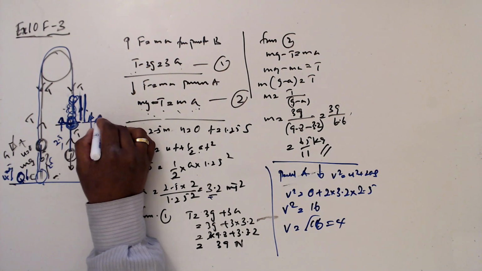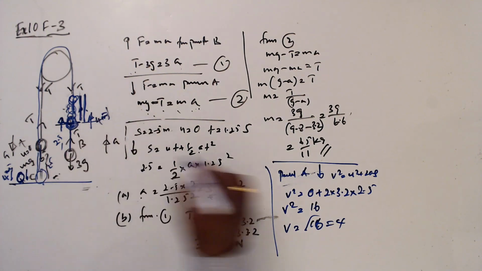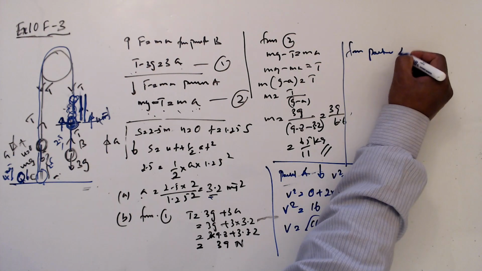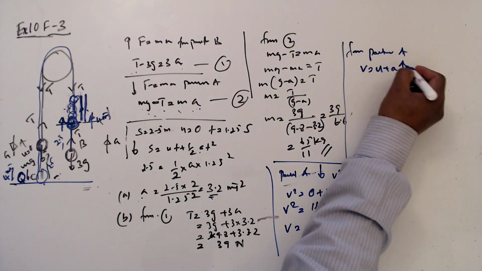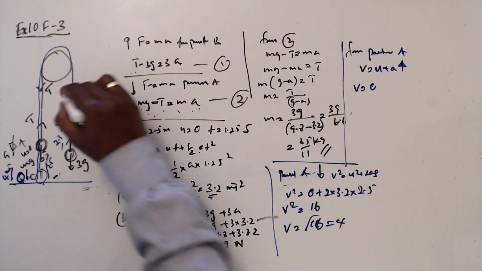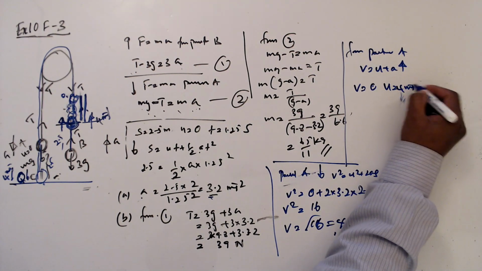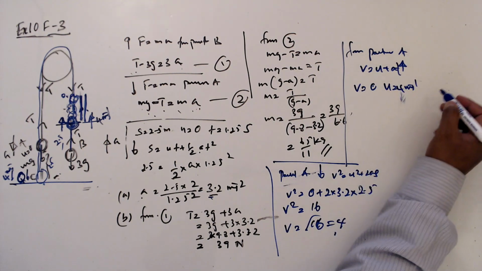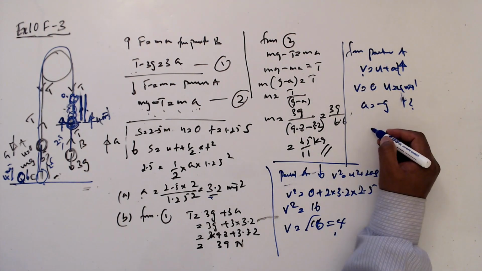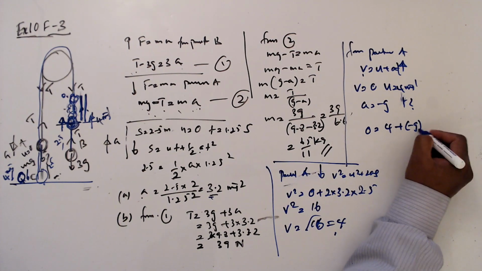Then it starts moving up, velocity is 4 m/s. Then for particle A, v equals u plus at, upward. Then v is 0 here. So this is half of the journey. u is upward, we know that is 4 m/s, and a is minus g and t we need to find. So 0 equals 4 minus g times t.